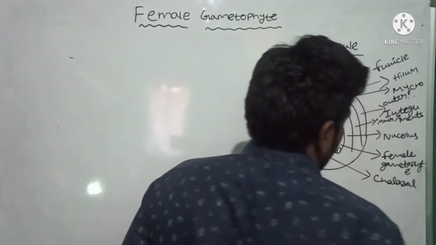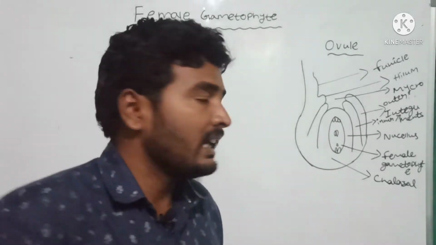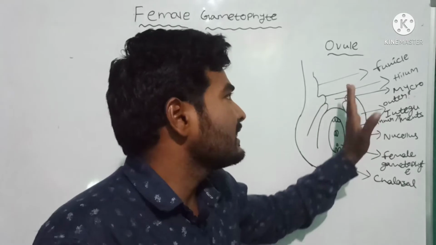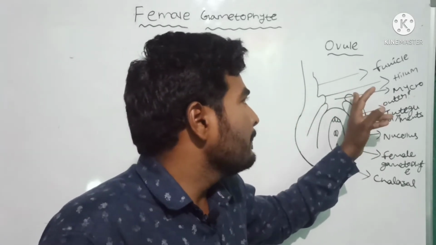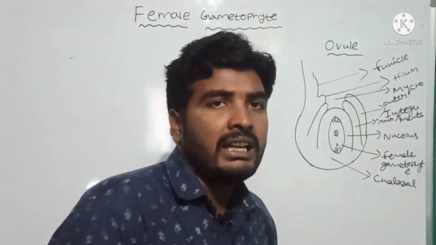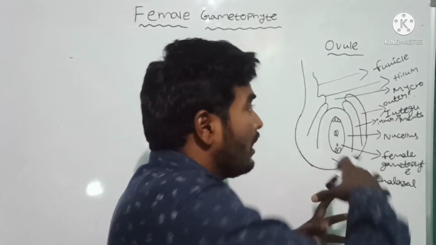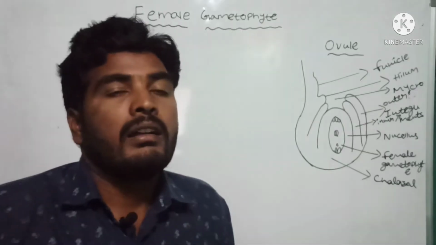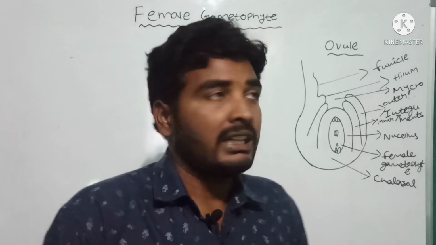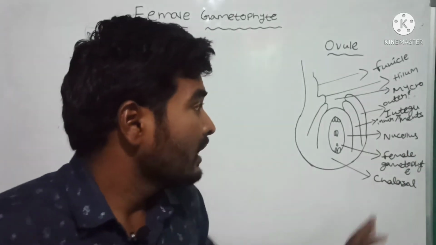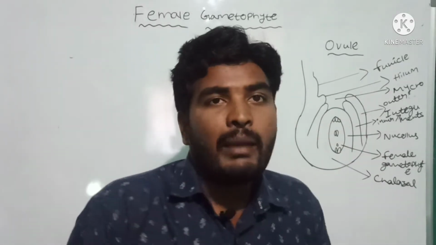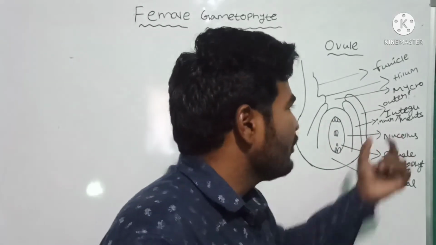Chalazal end. The basal part we call the chalazal end, and these integuments encircle the ovule except at the tip, the micropylar end. If you see, the nucellus is enclosed within the integuments. What is the nucellus? This mass of cells encircled within the integuments is called the nucellus.